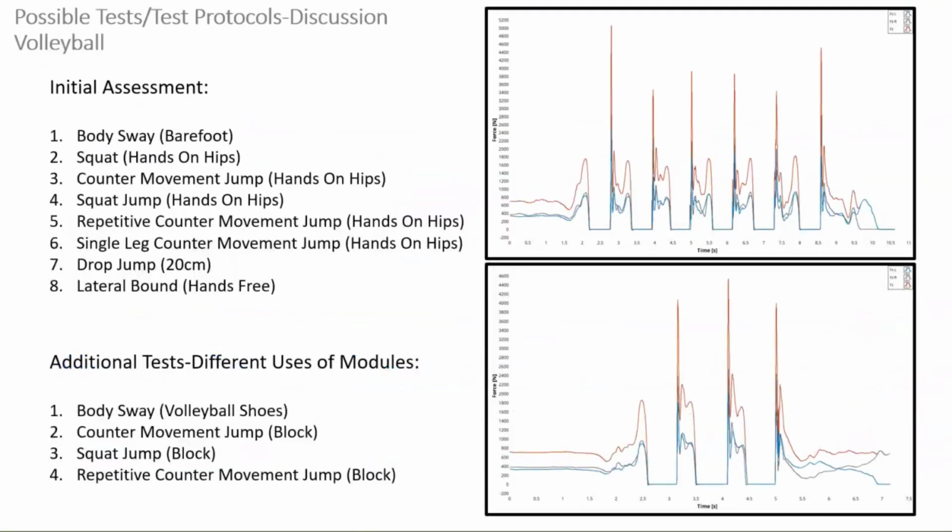Quickly, just some tests I do with volleyball players. I'll do the body sway barefoot, but I'll do a repetitive counter movement jump, but I'll just have them do like a block, like they're trying to go up to block a ball, and I'll have them do a lot of stuff in their volleyball shoes. Just because that's what they jump in, and I think it's more applicable, more practical from my standpoint to see how they land and how they produce force in the shoes that they're jumping in 99% of the time. Just thinking outside the box a little bit.